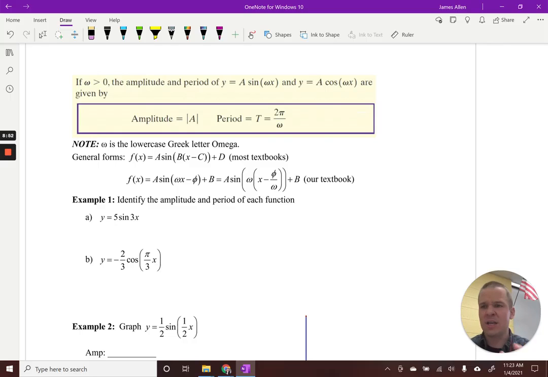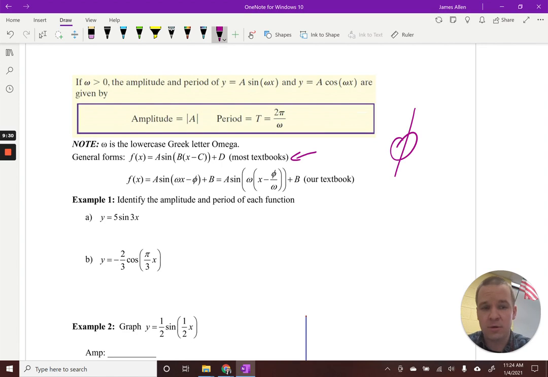So here's the thing: variables are rather arbitrary, and you could see different ones in different textbooks. Most textbooks, and what you've been exposed to thus far, use this one here, where we have A, B, C, and D. Now our textbook and our online resources frequently use the lowercase omega, and also phi. You can pronounce it as phi or phi, not fo or fum. Both are correct pronunciations.